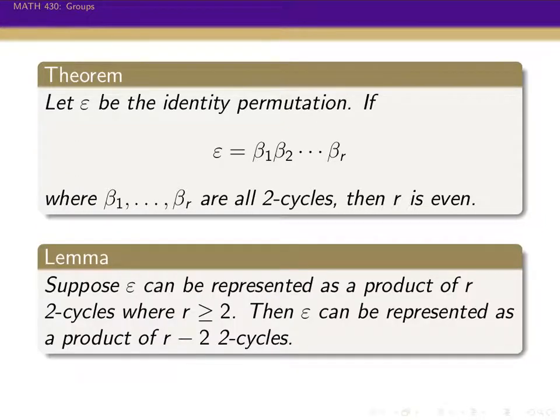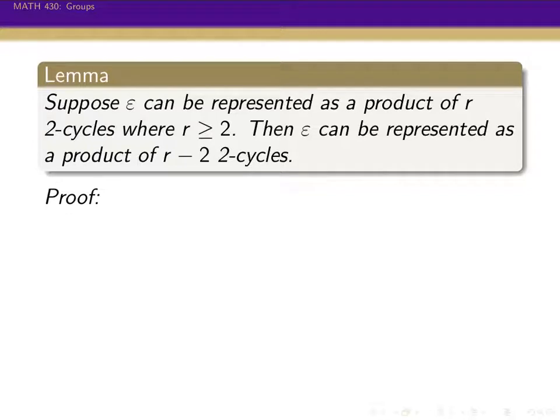And most of the work for proving this theorem is going to be done in proving this lemma. And so the lemma says that any time that we have epsilon represented as a product of r 2-cycles, then we can in some way cancel 2 of those 2 cycles out and get it down to r minus 2 cycles. Okay, and so anytime we have it as a product of r 2-cycles, then we are able to represent it using exactly 2 fewer 2-cycles. So this is a bit of a technical lemma, but this really is doing all the heavy lifting for pretty much all the theorems we have left in the video.